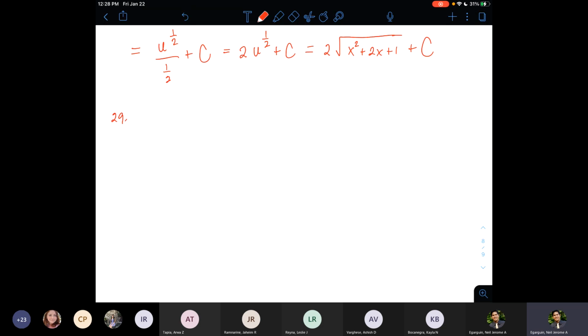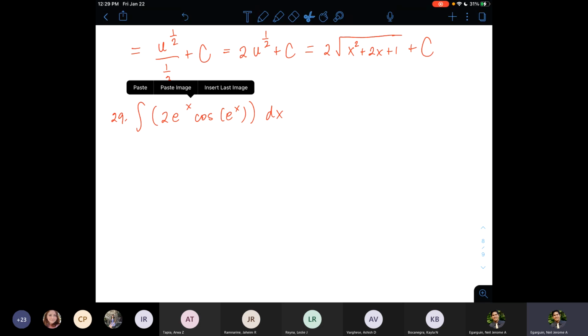So for problem 29, we have the integral of 2e to the x times cosine of e to the x dx. Aha, interesting one. Sorry, there is no 2 in the exponent. Yeah, so it's just 2e to the x cosine e to the x.